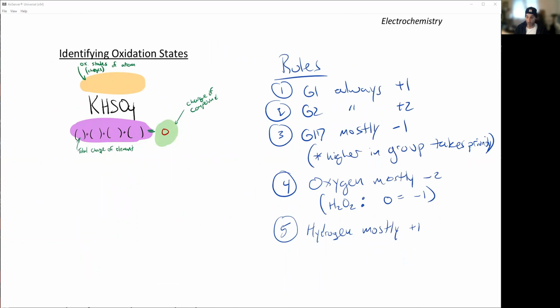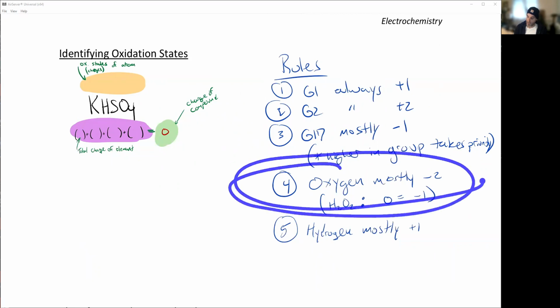And we've already done this, so hopefully you remember how to do it. There is a set of rules. Group 1, always +1. Group 2, always +2. Group 17, the halogens, -1, and higher in the group always gets priority. So fluorine is -1, always. And then if I have fluorine with something like chlorine and bromine, because fluorine is higher in the list, it's going to be -1, and chlorine and bromine would have to change if that's the only thing left. The goal of this is to always identify one thing left.